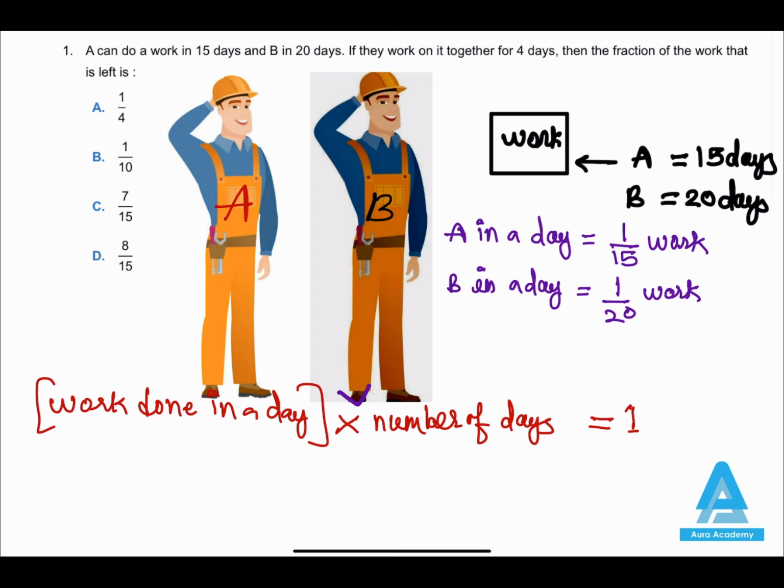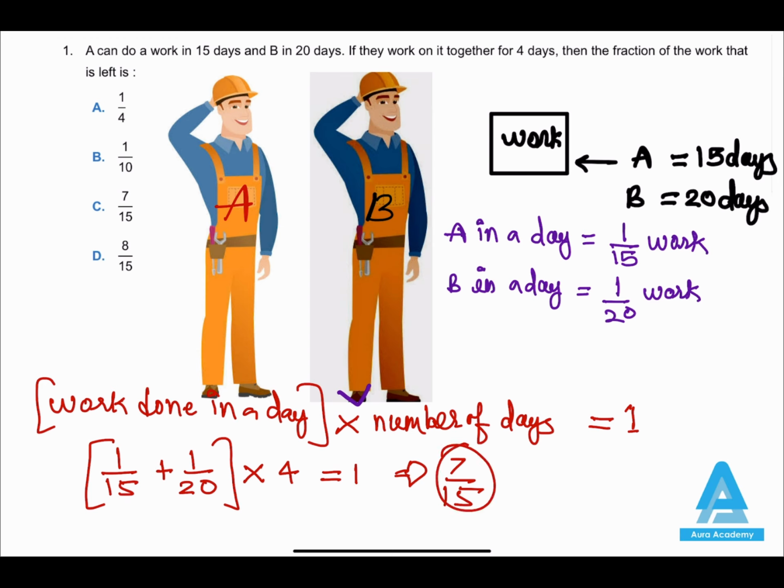Correct? So now remember we are calculating work done in a day. So work done in a day is 1 by 15 plus 1 by 20. Multiply it with the number of days, that is 4, is equal to 1. So this will give us 3 and 4, so it will give us 7 by 15. Correct? Yes, 7 by 15.